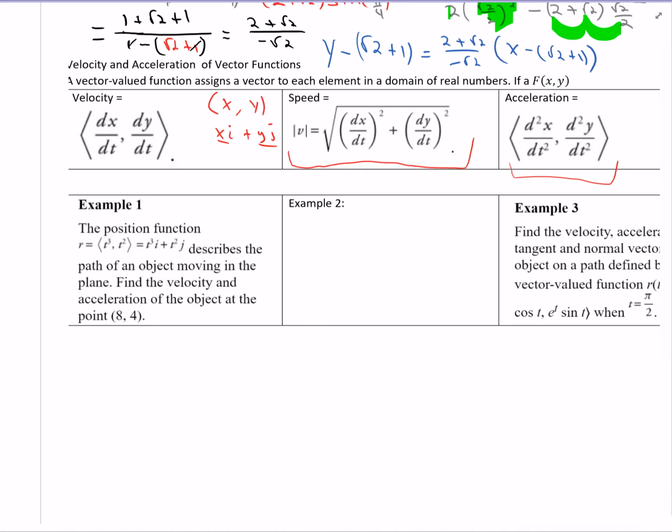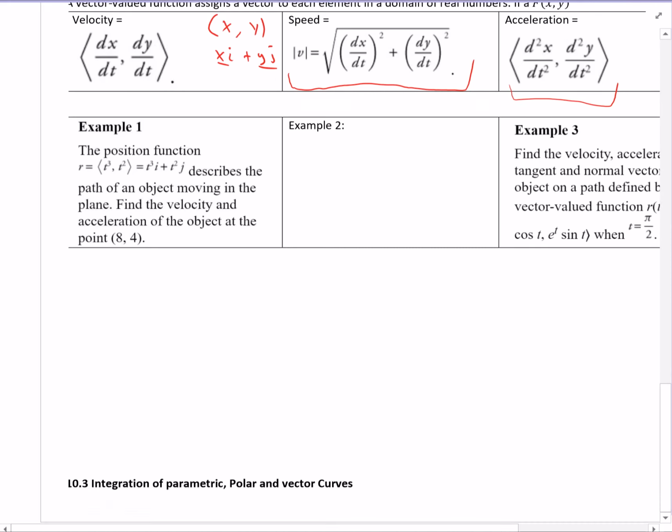So let's look at this. The position function r equals t to the third, t squared. What this is basically saying is that you could think about this as a parametric function, right? The x piece is being defined by that, the y piece is being defined by that. Then that describes the path of an object moving in the plane. We want to find the velocity and acceleration of the object at 8,4. So the velocity is just going to be, what it says, dx/dt, dy/dt. Again, this first piece is the x piece, and this second piece is the y piece. So the velocity is just going to be 3t squared and then 2t.